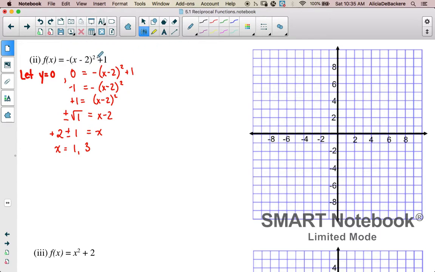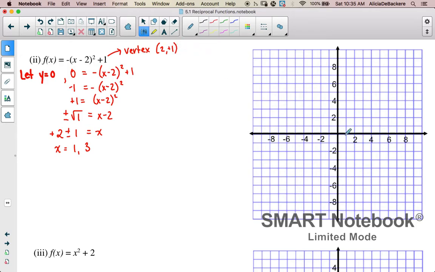Maybe you just chose to graph the parabola first. That's fine as well. To graph this parabola, maybe you remember that the vertex is going to be, because this is in vertex form, the vertex is going to be at positive 2 and positive 1.